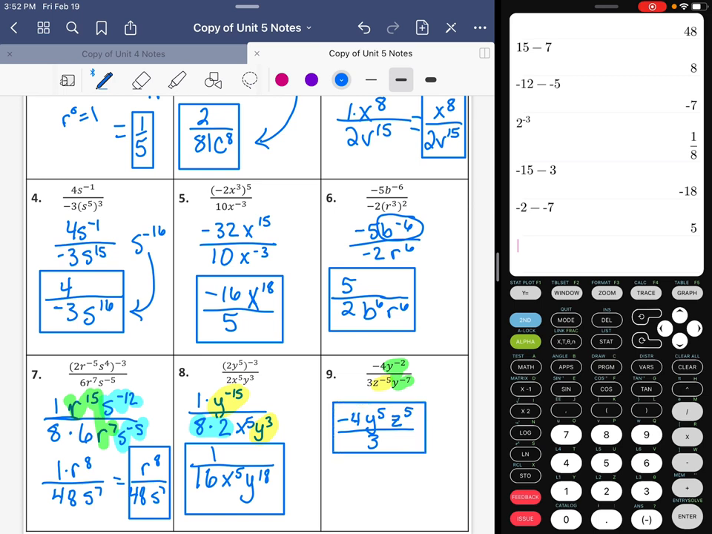So that one was really just about rearranging and getting stuff where it needed to be. All right, let me know if you have any questions.